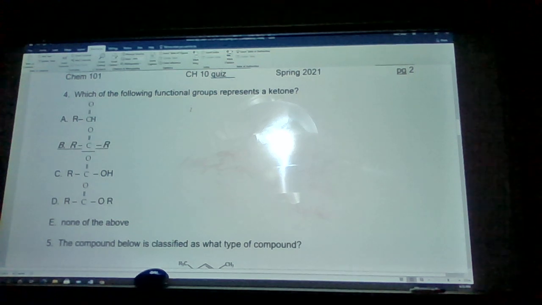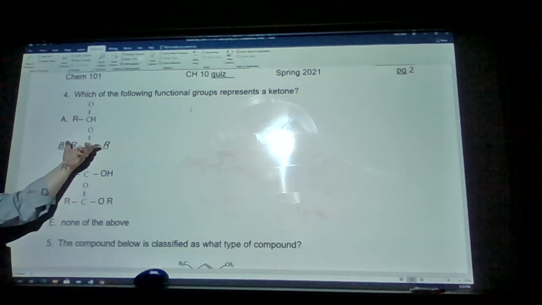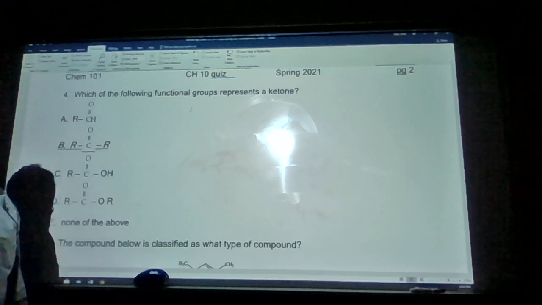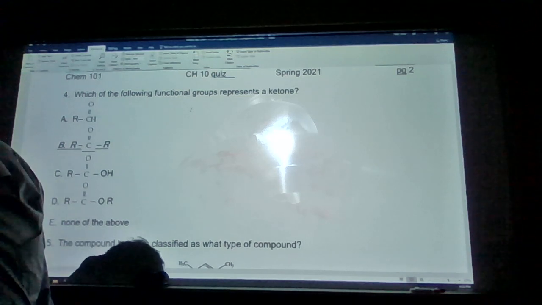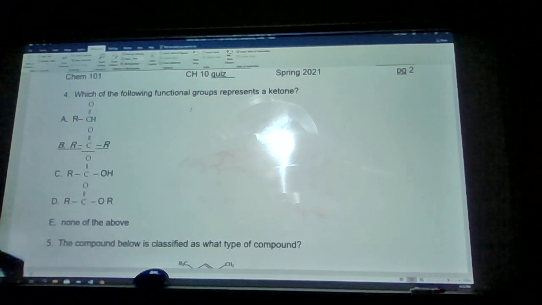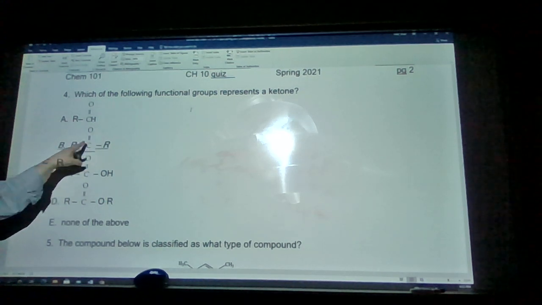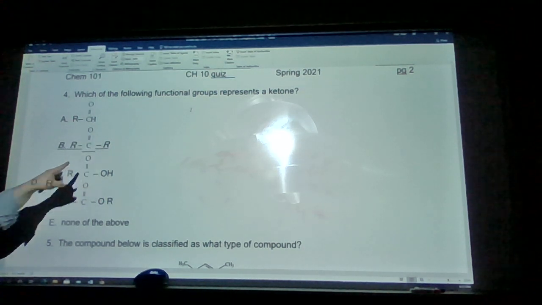Number 4, which of the following represents a ketone? A ketone is a C double bond O, a carbonyl, that has 2 carbon-containing groups directly bonded to it. So answer B here is a ketone. It contains a carbonyl and 2 carbon-containing groups bonded to your center C double bond O.